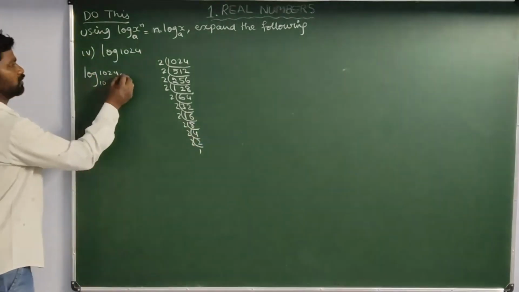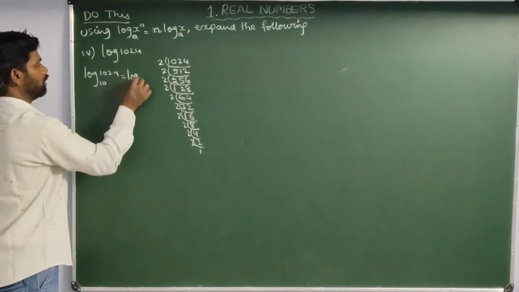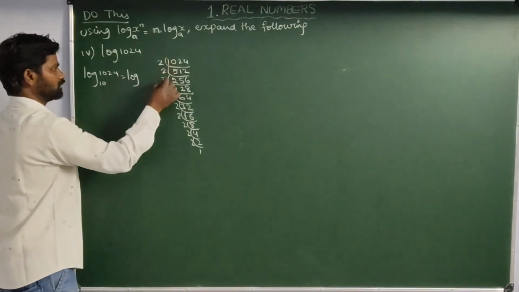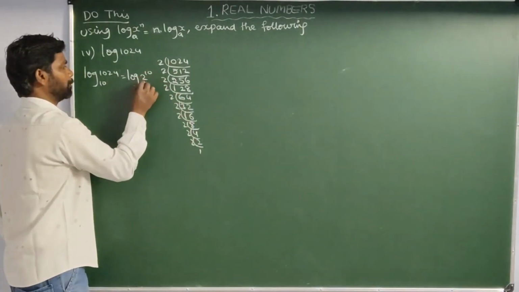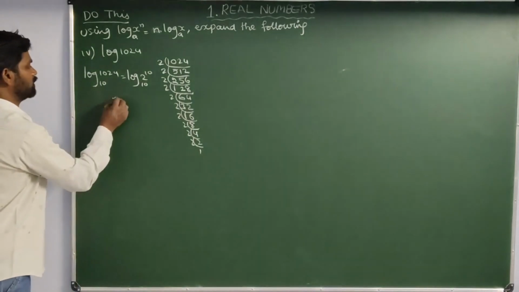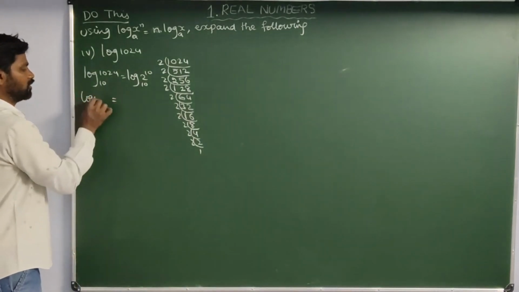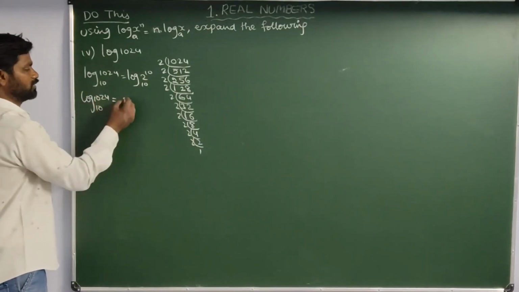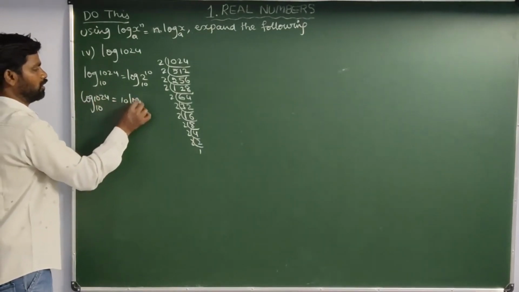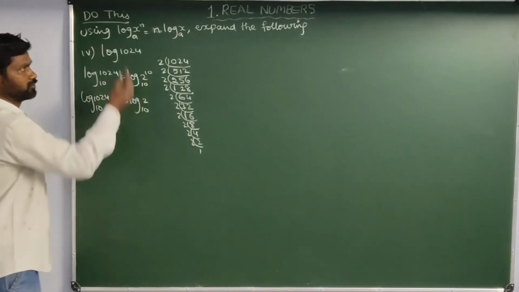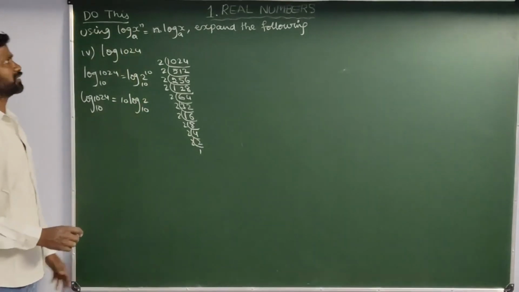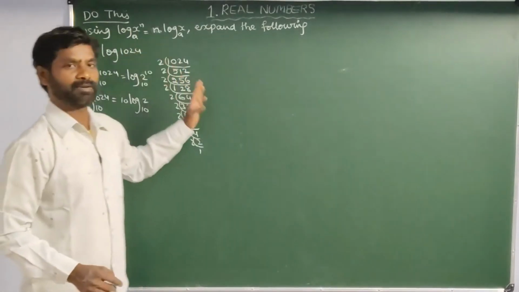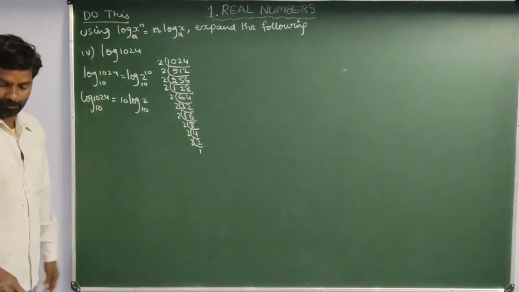So we can write that is equal to log, how many 2's are there? 1 2 3 4 5 6 7 8 9 10. So 2 power 10, base 10. So what is the answer? Log 1024 base 10 is equal to 10 log 2 base 10, by using that formula. In the question, it is given log x power n base a is equal to n log x base a. So this is your answer.